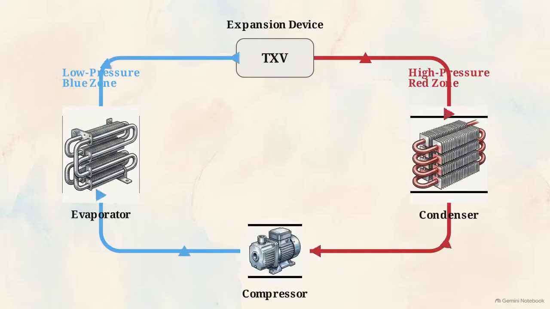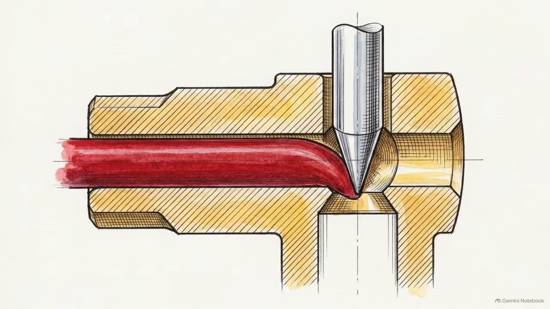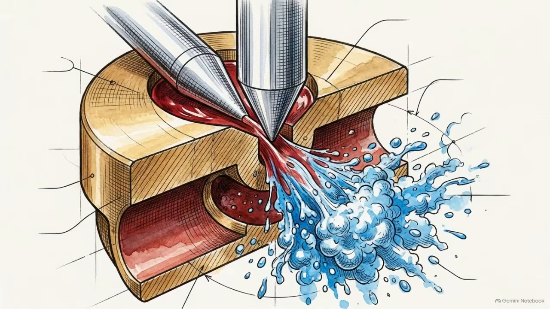The expansion device divides the entire loop into a high-pressure red zone and a low-pressure blue zone. Its immediate mechanical function is to restrict the flow of warm, high-pressure liquid coming from the condenser, forcing a sudden and severe drop in pressure. That pressure drop causes a percentage of the liquid to flash into gas.